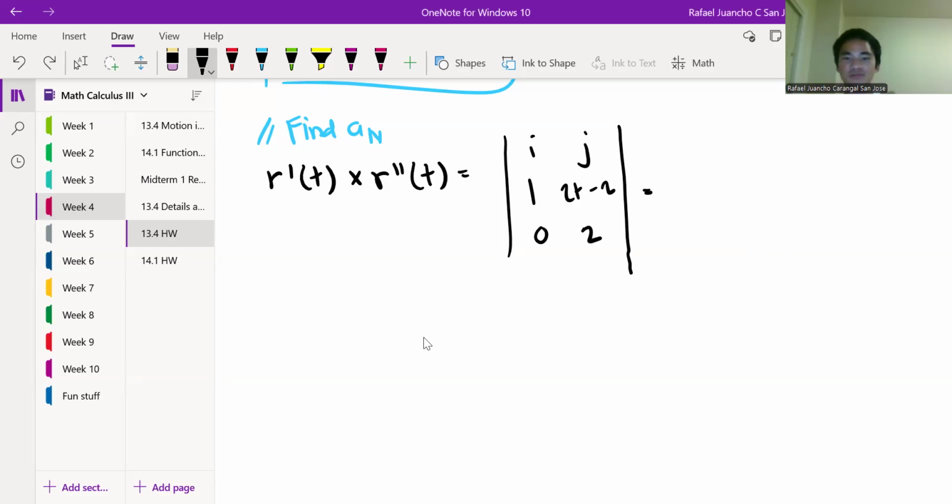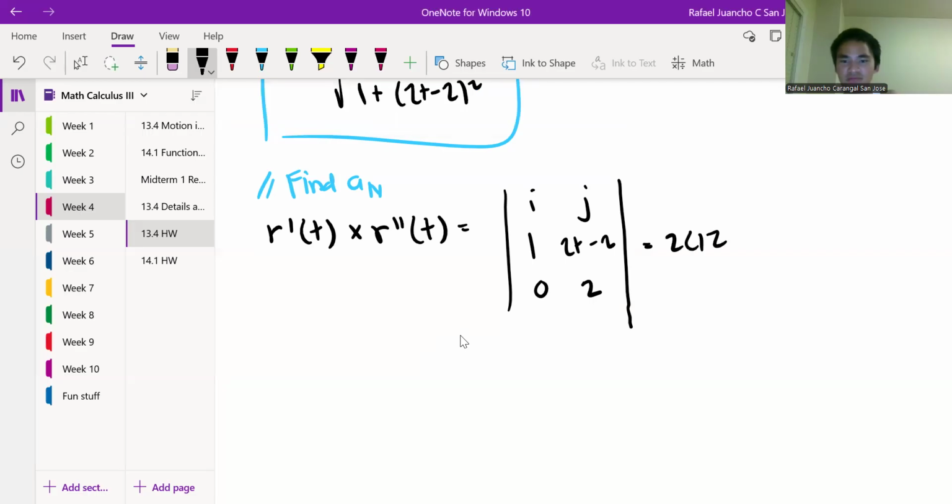So I basically just multiply them like so, and I get a number. Huh. So I get a number here. That's surprising. Let's see what we get. Basically we have to multiply these two: 2 times 1, and we subtract 2t minus 2 times 0. It's really just 2 here.